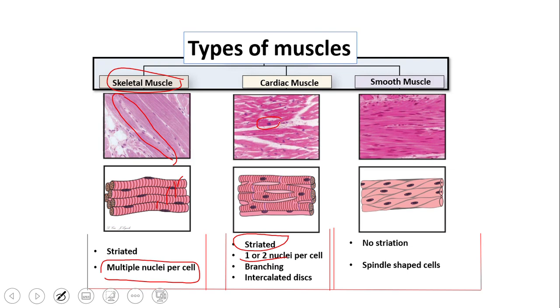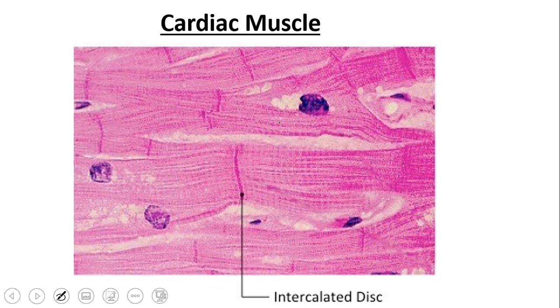What is very specific about the cardiac muscle, or the heart muscle, is this. These lines here are called intercalated discs. If you see them, you must be looking at a cardiac muscle. The intercalated discs connect one heart cell to another and transport the signal very quickly. So if you see intercalated discs, you must be looking at a cardiac muscle.